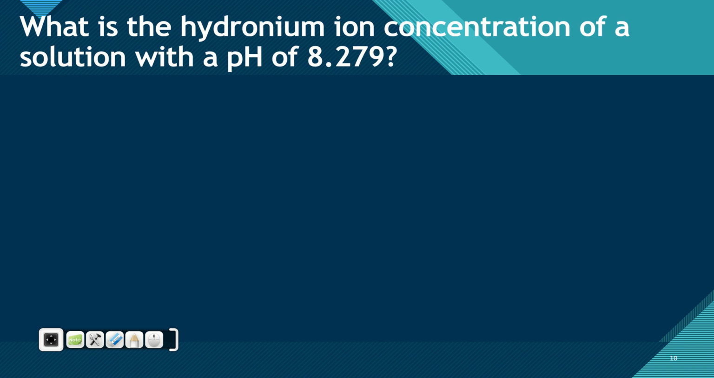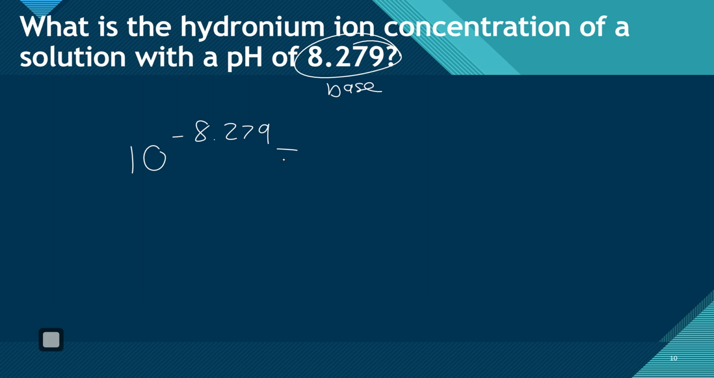All right, another one, 10 to the negative 8.279. This is going to be base because the pH is above 7. 4 sig figs on this one. Oop, this is where scientific notation comes into play because you're going to have issues with this. This comes out to 5.260 times 10 to the negative 9th molar.